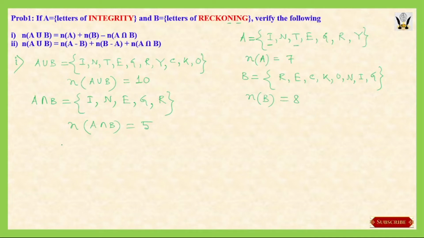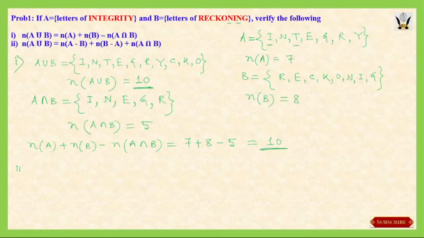So from the left hand side, our result is 10, and from the right hand side we have to perform this addition: n of A plus n of B, then minus n of A intersection B. N of A we have already found, which is 7. Then n of B we have also found, which is 8, and then minus 5. So it is 15 minus 5, which is 10. So the left hand side is equal to the right hand side.